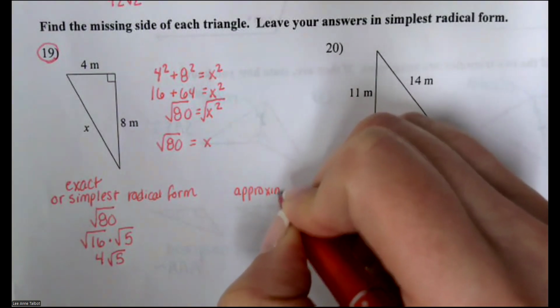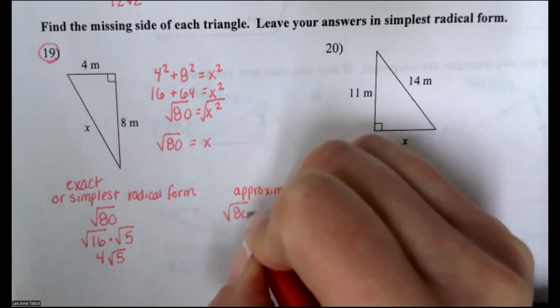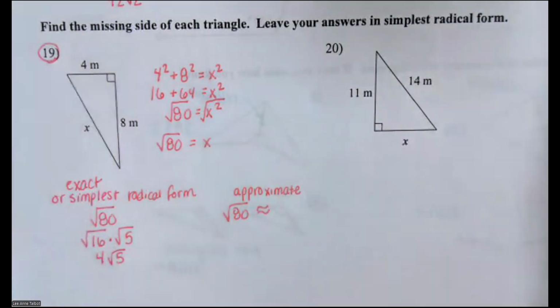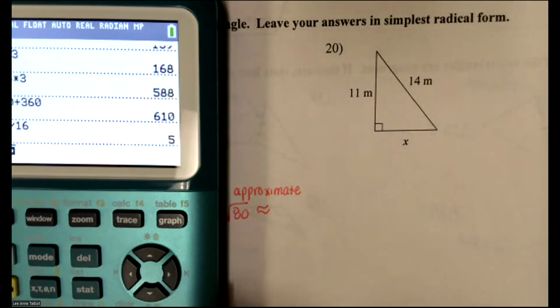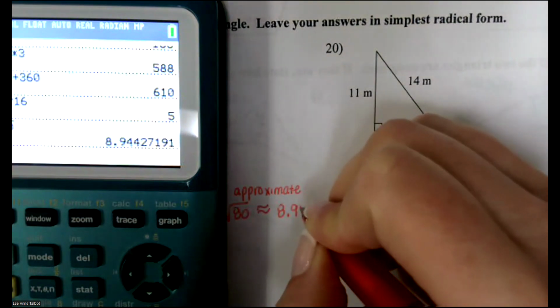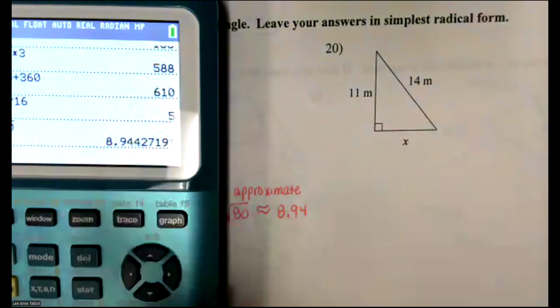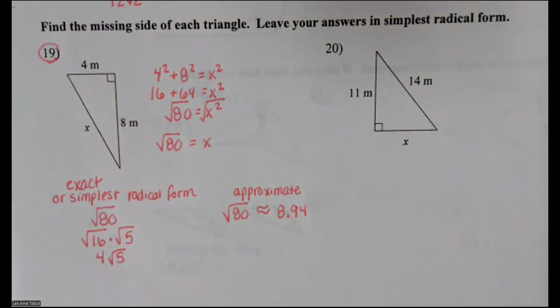Approximate form is what you get from the calculator, which is not perfect because it's a decimal that goes on forever. And that's where you need to know how to do the square root in the calculator. So I did square root of 80.